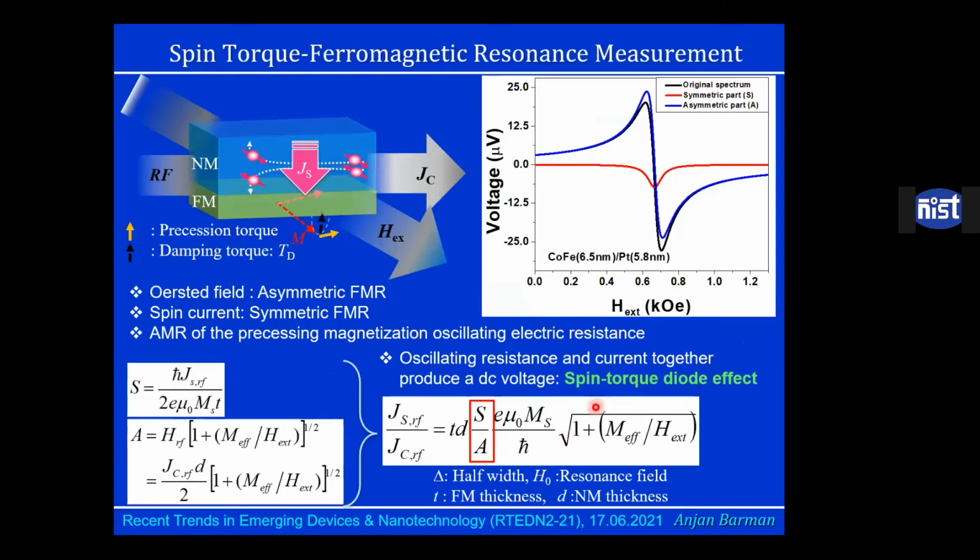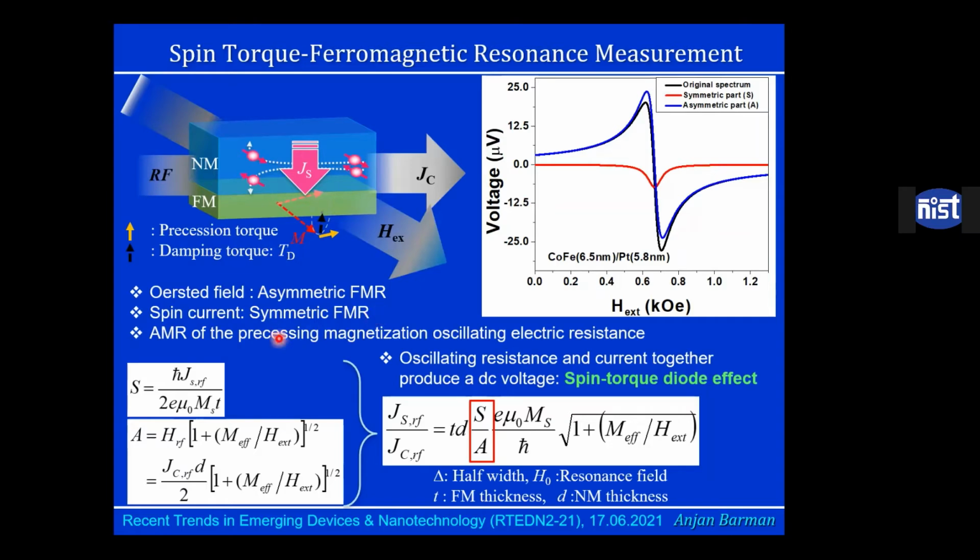So then we have another way of measuring it, which is called the spin torque ferromagnetic resonance. Here you have a non-magnet and a ferromagnet, and if we apply an RF current, the RF current will produce an Oersted field, and that will cause the ferromagnet spin to precess. The non-magnet will also have a spin current generated in it, and so the Oersted field will create an asymmetric FMR, whereas the spin current from here to here will give you a symmetric FMR.